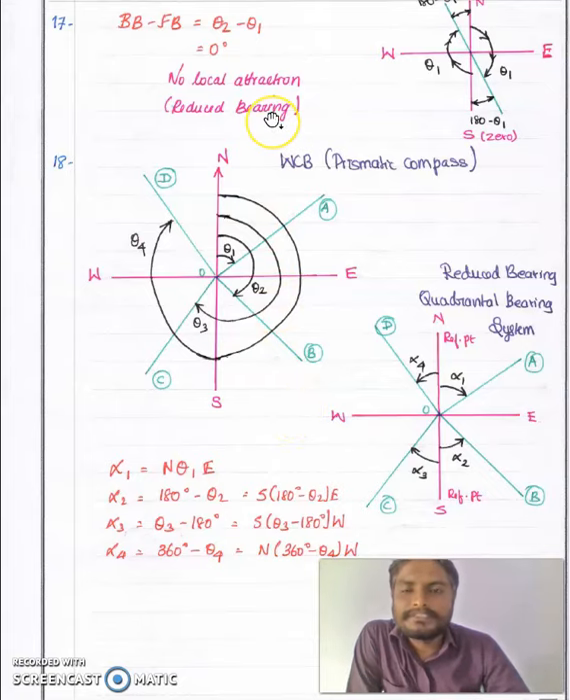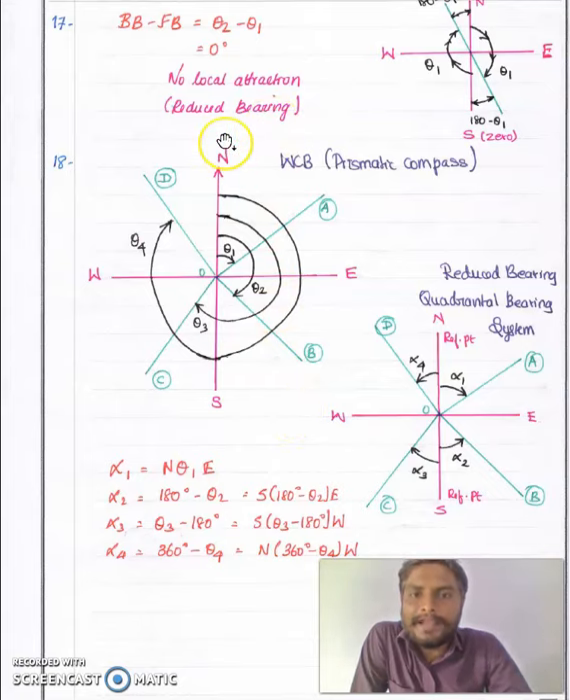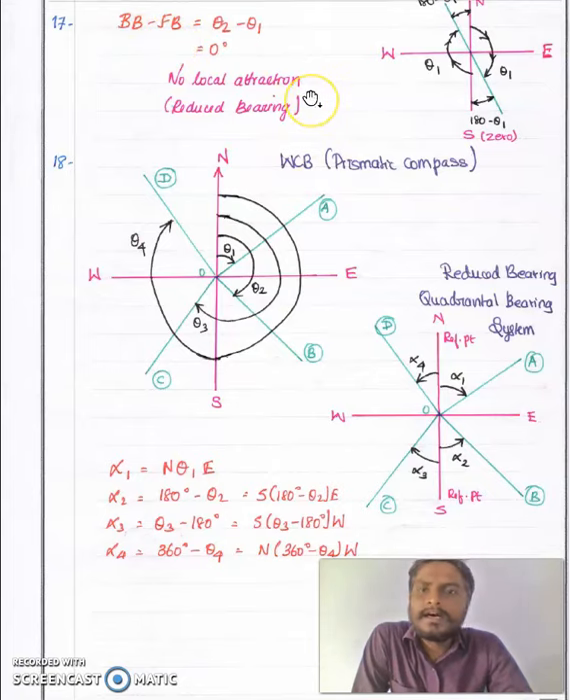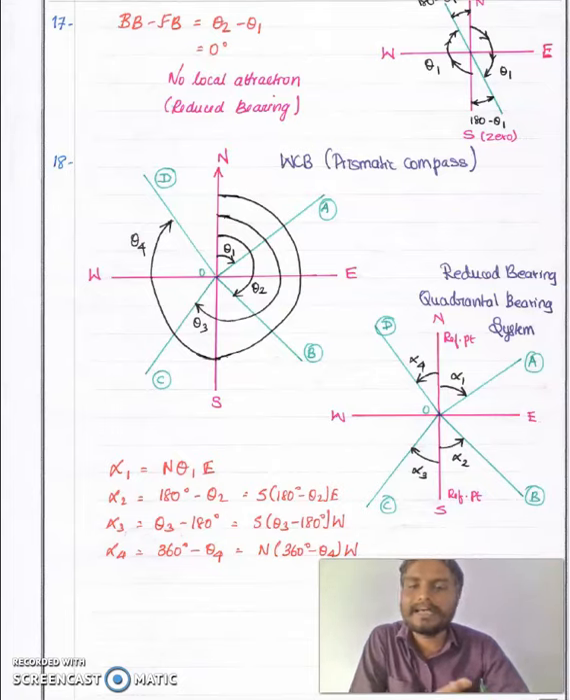In this picture, how to find the local attraction in reduced bearing systems. If you find 0 degree between the back bearing and forward bearing, there is no local attraction as per the reduced bearing system. But in case of the whole circle bearing system, if the difference of back bearing and forward bearing is not equal to 180 degree, then there is a local attraction. If it is equal to 180 degree, there is no local attraction. The whole circle bearing system is adopted in the prismatic compass.